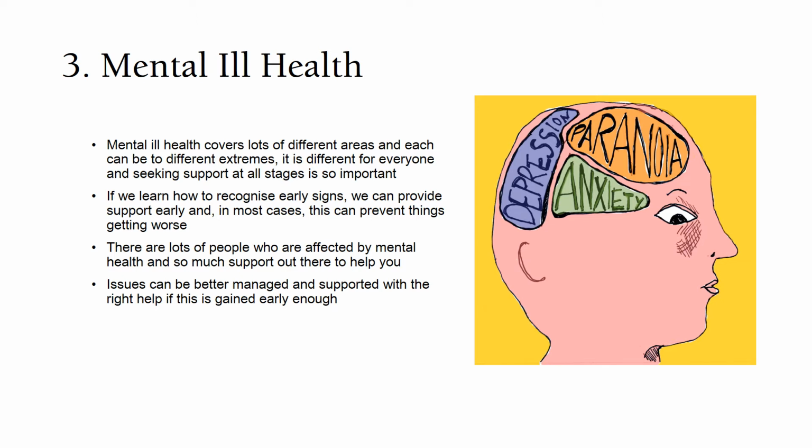Some of the things we'd like you to bear in mind at the moment are that mental ill health covers lots of different areas and each can be to different extremes. It is different for everyone, but seeking support at all stages is so important. If we can learn how to recognise early signs of some of these illnesses, we can provide support early, and in a lot of cases it can prevent things getting worse. There are lots of people who are affected by mental health and so much support out there. You are never on your own. It is always okay to ask for help.